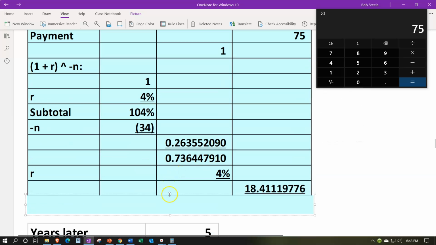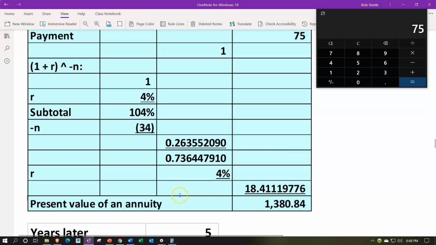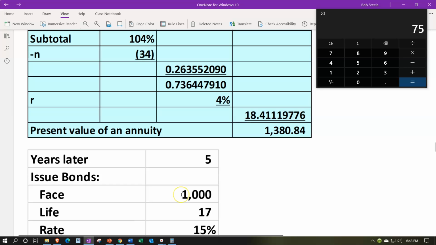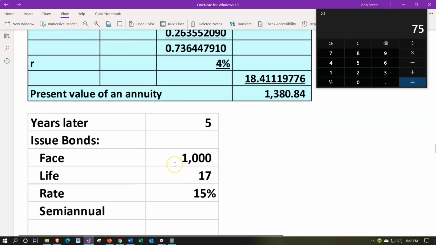So that divides out to 18.411197776. And then we take the 75 times that number, and we get the 1380.84. That's the present value of the annuity. We then need the present value of the 1000 maturity.